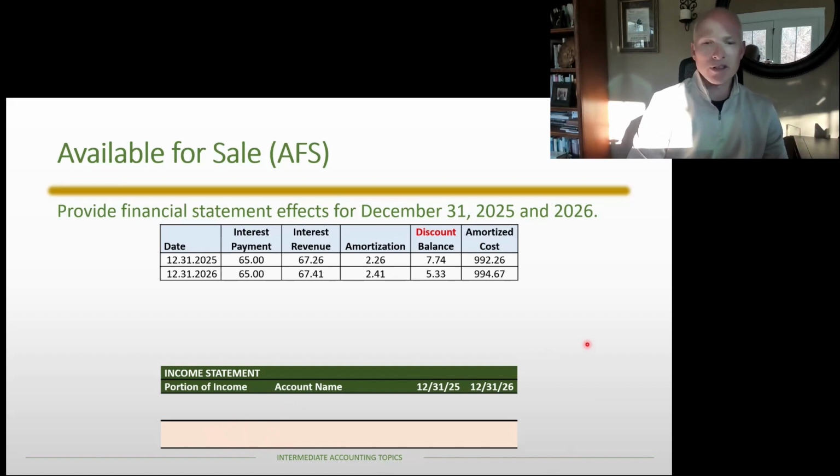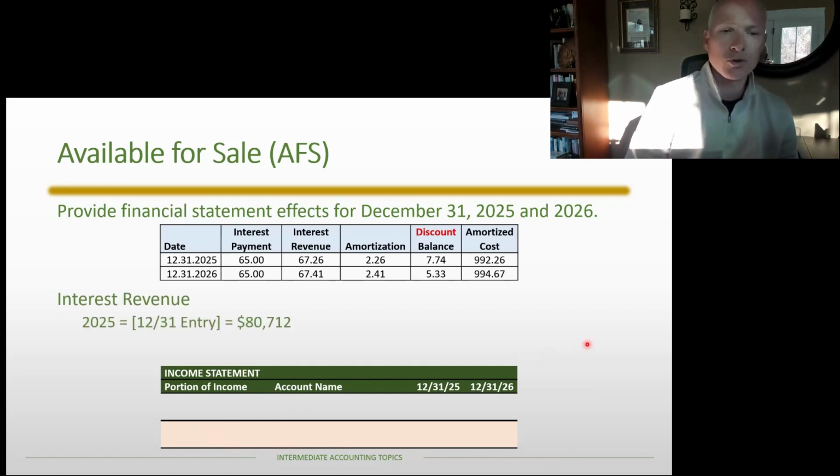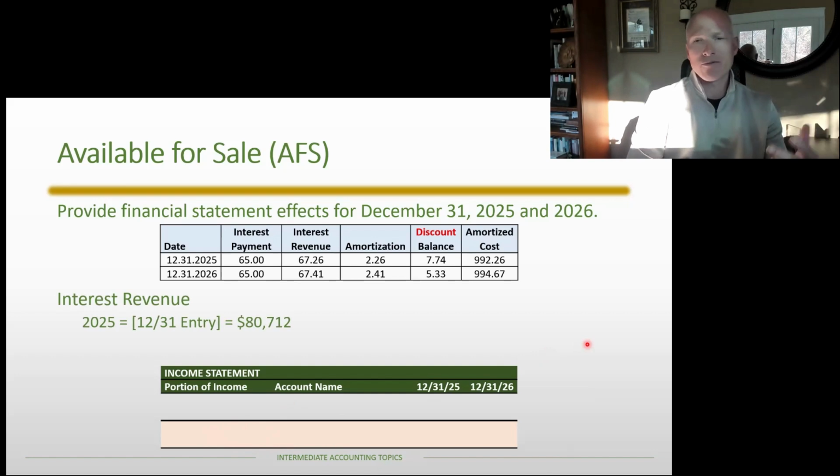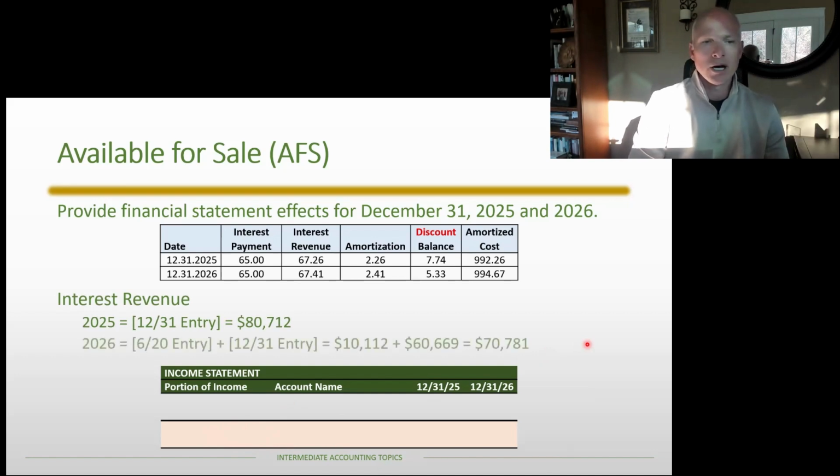Thinking about the income statement, really the main thing is interest revenue in 2025, and we just take that from the 12/31 journal entry. Then in 2026, there were two journal entries related to interest revenue. This should be 630. But when we sold those securities, we did have some interest revenue on that date. So we need to make sure we include that along with the adjusting entry at the end of the year.